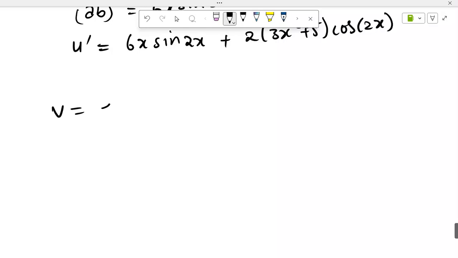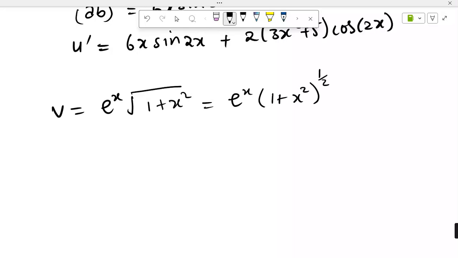So v is... okay, so I had rewritten this as e to the power x, then (1 plus x squared) to the power half. I was rewriting it in this form because I know chain rule works better if we have a power like this. So v is e to the power x times (1 plus x squared) to the power half.